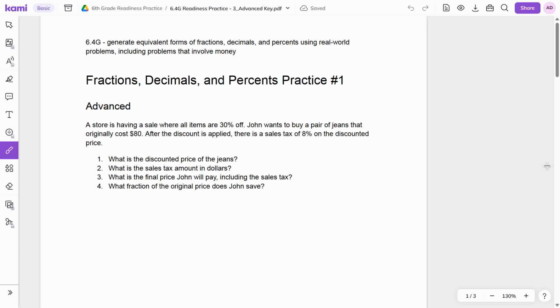Today we are looking at the sixth grade concept of fractions, decimals, and percents. This is 6.4G Readiness Practice, the advanced version.